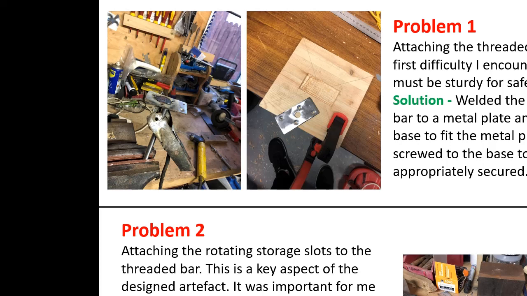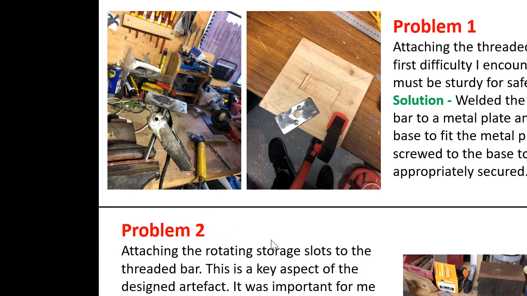So again, the problem that I've looked at so far is attaching the threaded bar to the base. What I did there was weld the steel plate that I'd sourced onto the threaded bar. It was just tack welding. It was very easy, I just tidied it up with the grinder. Then I used a small pillar drill that I have at home, drilled through the base, took out a slot for the steel plate, and it just slotted into position. And then I could screw the steel plate into position as well.